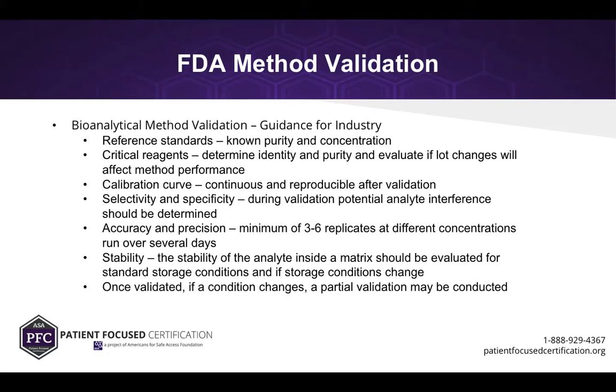Selectivity and specificity. During the validation, the potential for analyte interference should be determined. So is there background interference? For example, we know that hops shares a number of similar qualities with cannabis. They're in the same family. However, hops has a lot of background interference that would interfere with a cannabinoid analysis. And so you want to make sure that you're not having interference.